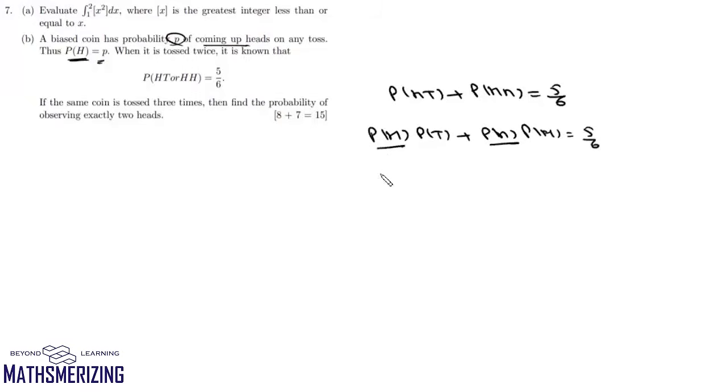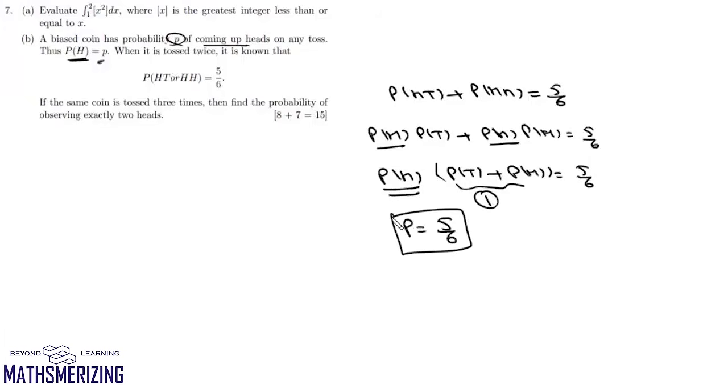Now we'll take PH common, so it'll be PH, and then here will be PT plus PH, and this is 5 by 6. Now tails and heads, they are mutually exclusive and exhaustive. So PT plus PH will be 1. So the value of PH, which is P, is 5 by 6. So from here we'll say the value of P is 5 by 6.